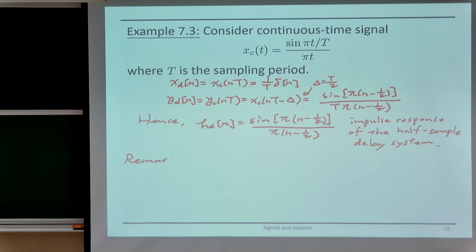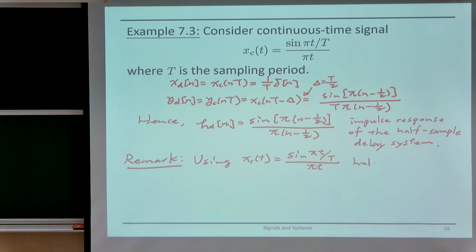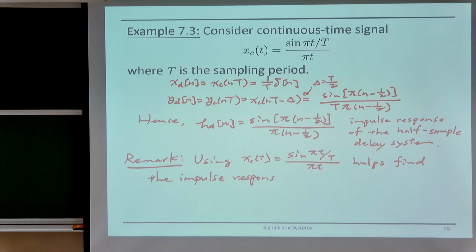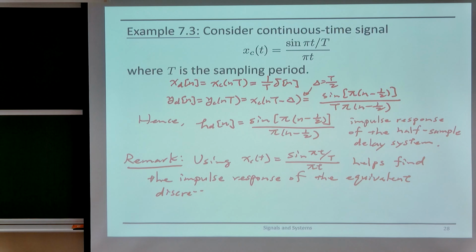So we mark here: using xc(t) equal to this sinc function helps us find the impulse response of the equivalent discrete time filter.